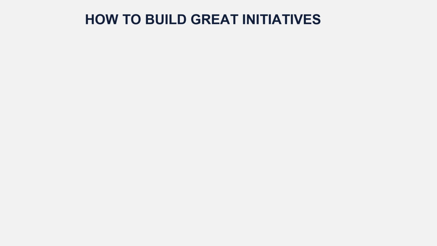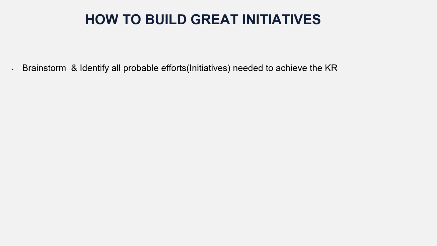Now let's understand how to build great initiatives. What are the steps involved in building great initiatives? Let us assume there is an objective defined and we have identified the key result to support or measure that objective. Now we need to identify the right initiatives to support or deliver the key result. So we need to do a detailed brainstorming analysis to identify all the probable efforts that are required to deliver the KR. These probable efforts are called the initiatives.